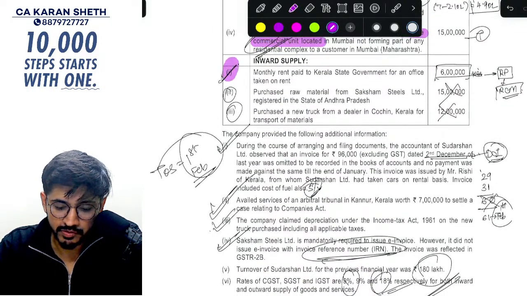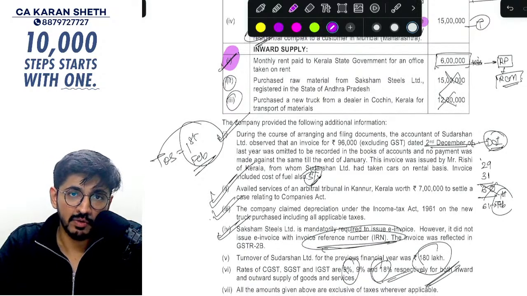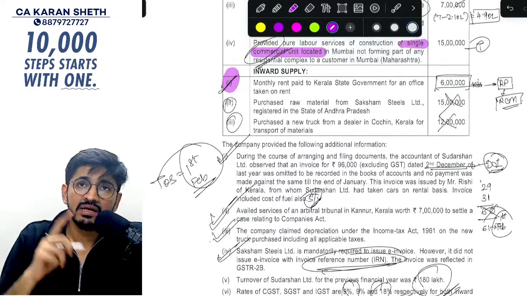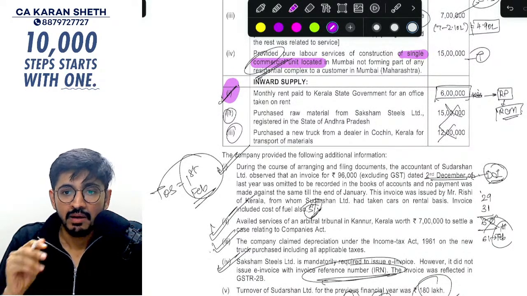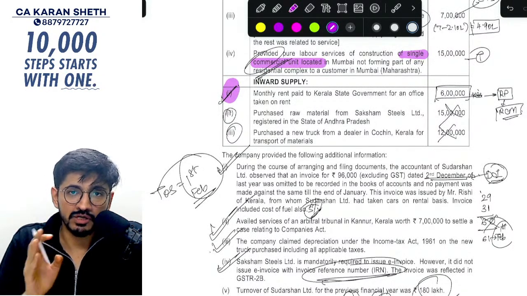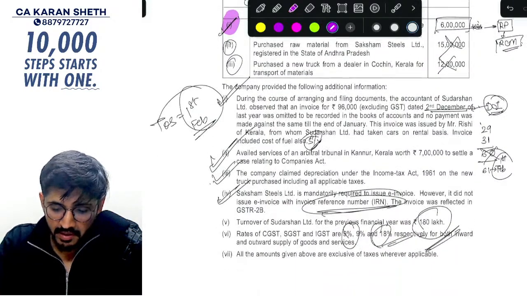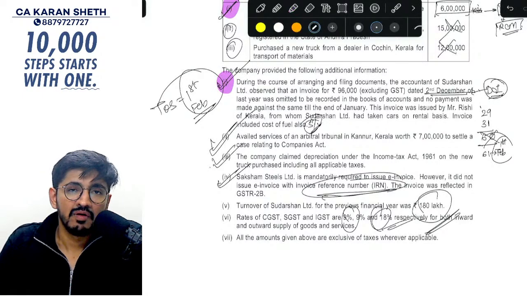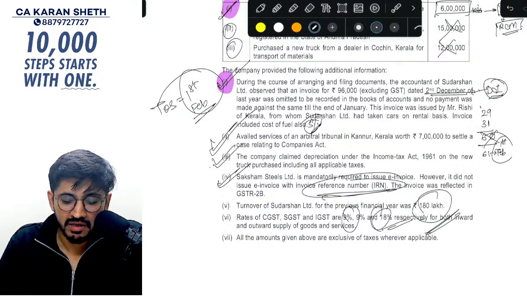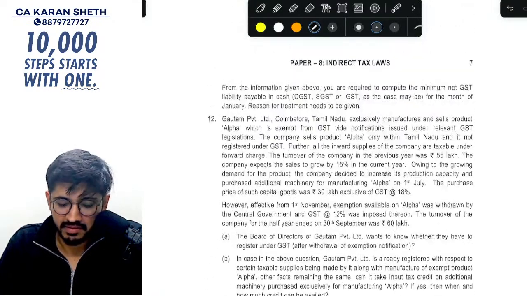Yeah, this one was also good. Monthly rent paid to Kerala government. Understand, whenever there is government involved and there is renting activity happening, please understand that we need to make sure that there is RCM. And yeah, the best is this one, I feel. Otherwise, I don't think there was much of any hassle out here. I think that's it, right?